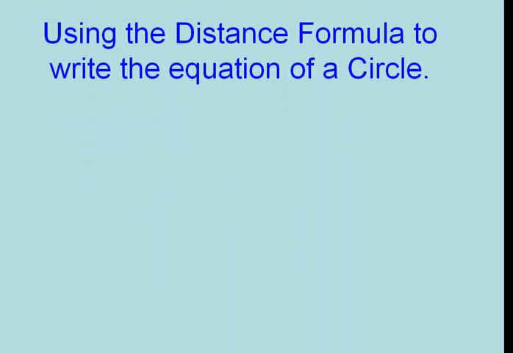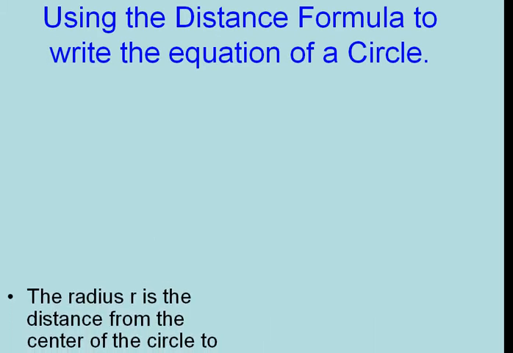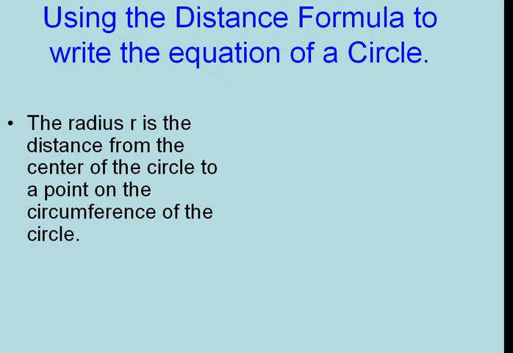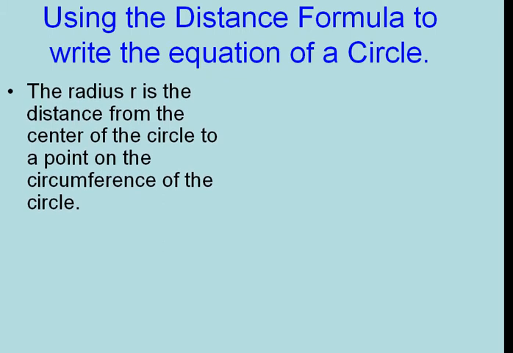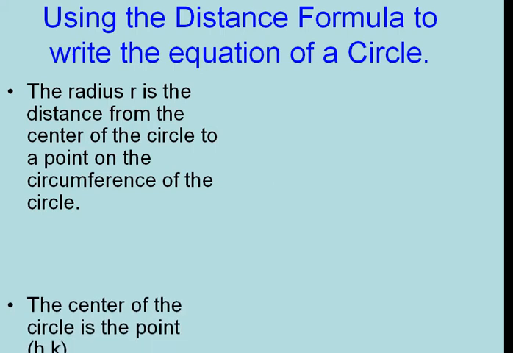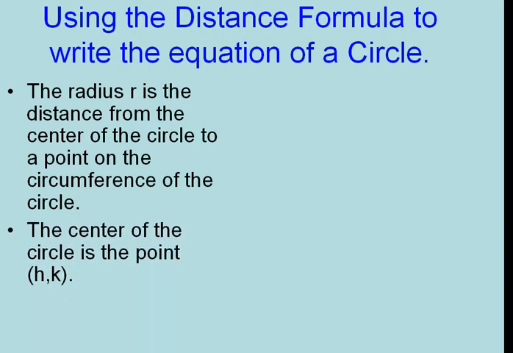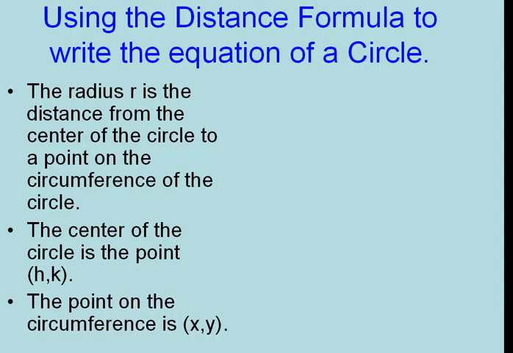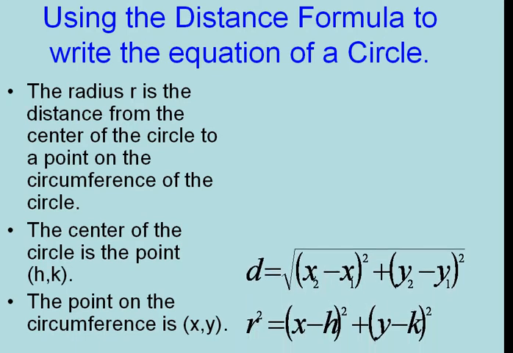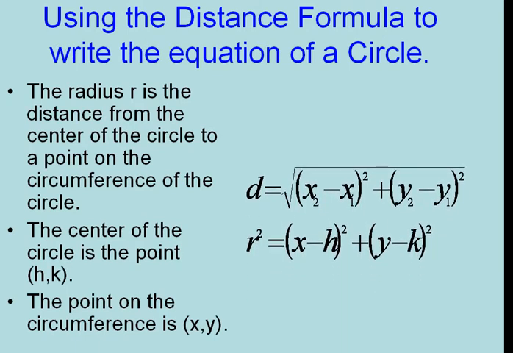Now we'll use the distance formula to write the equation of a circle. The radius r is the distance from the center of the circle to a point on the circumference of the circle. The center of the circle is the point (h, k). The point on the circumference is (x, y). Using the distance formula, we replace the d with the r, and our 2 points are (x, y) and (h, k). So (x minus h) in brackets to be squared plus (y minus k) in brackets to be squared.